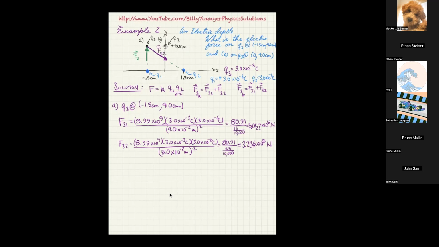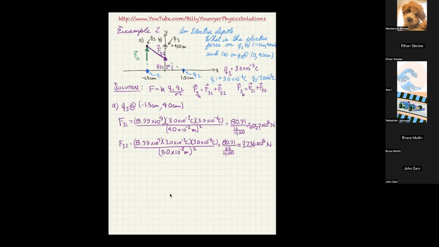And since we know it's a 3, 4, 5 triangle, then we know that the 4 is opposite here. And this is going to be an angle of tangent inverse of 4 divided by 3, which is 53.13 degrees. So I'm going to write this right here: 53.13 degrees.